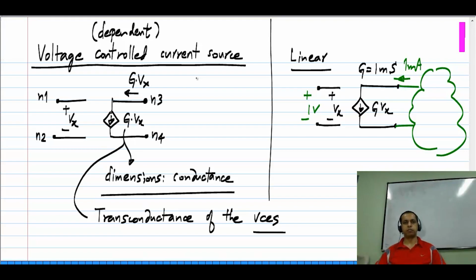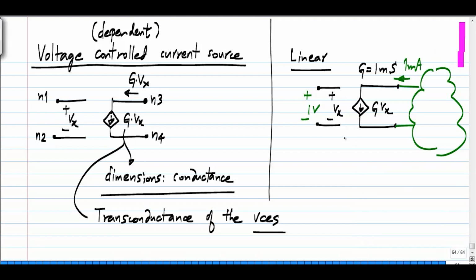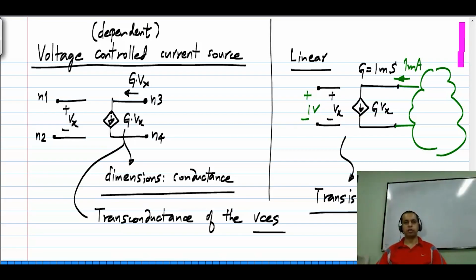Again, this voltage controlled current source does not correspond to a physical element like a resistor, but it's a model for something, and it turns out that a voltage controlled current source is a good model for many active devices such as the transistor. We won't be discussing that here, but later when you come to transistors, you will see that the behavior of the transistor under certain conditions is well modeled by a voltage controlled current source.